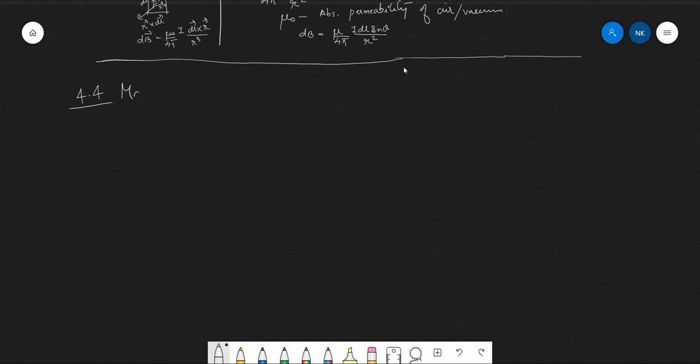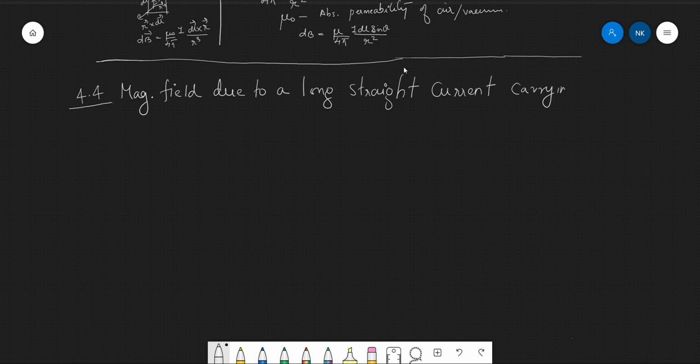Magnetic field due to a long straight current carrying conductor.